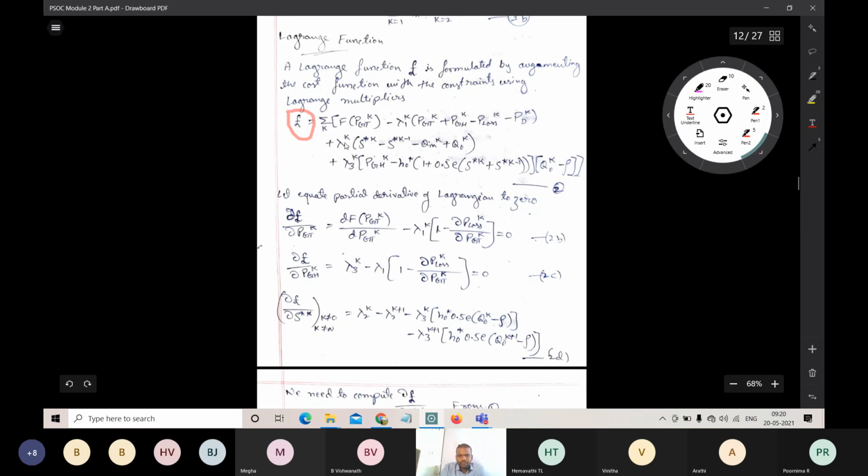The remaining thing is treated as a constant. While differentiating, I am going to consider only the PGT, so that is the only thing that comes here. This will be taken as equation 2b.